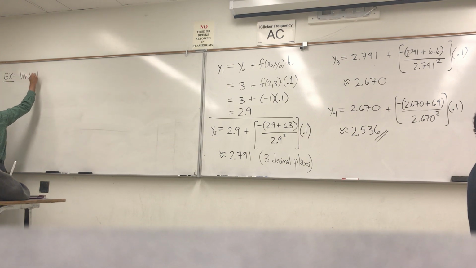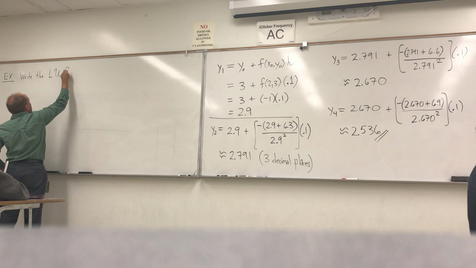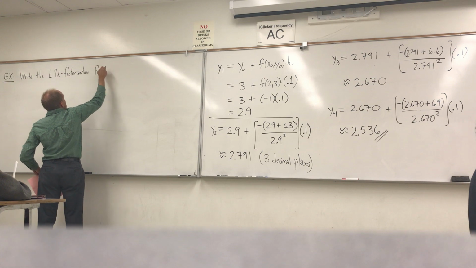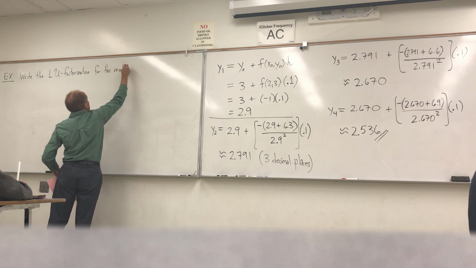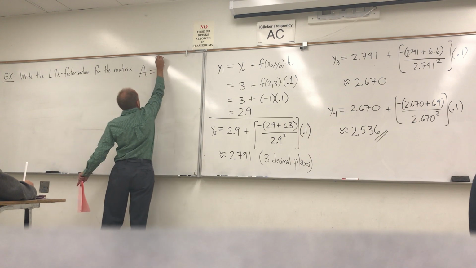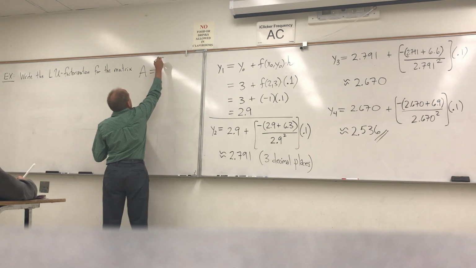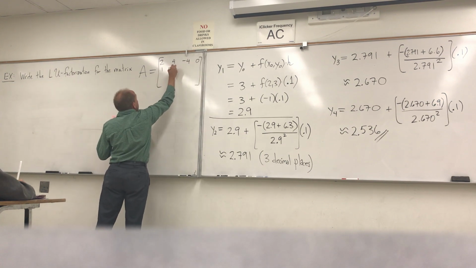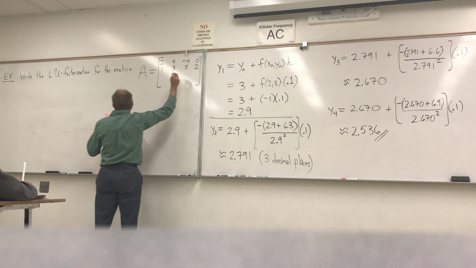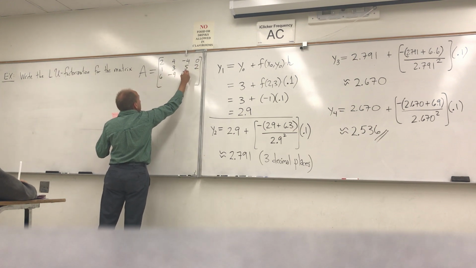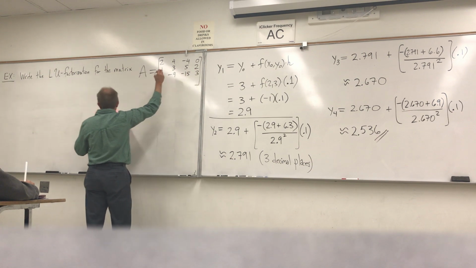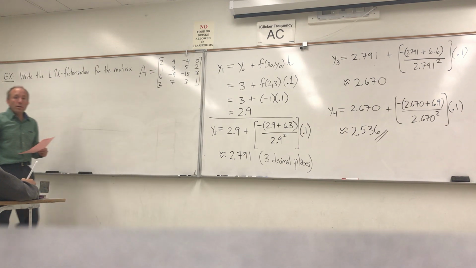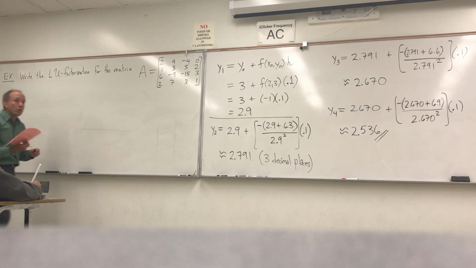Write the LU factorization for the matrix A equals, so I have a matrix here, 2, 4, -4, 0, 1, 3, 5, 2, 6, -9, -15, 3, and 2, 7, 3, and 1. Okay, this is a topic that is only for square matrices.